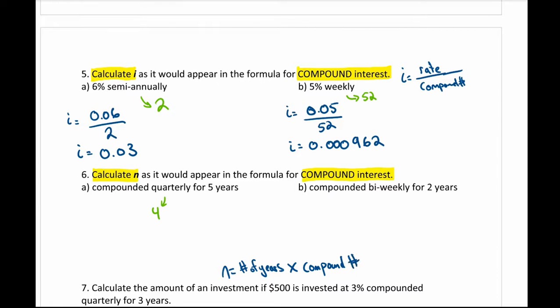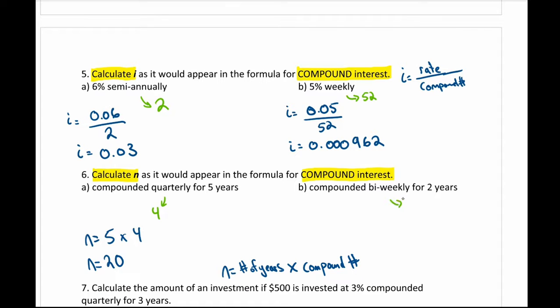So that compounded quarterly tells us that the compound number is 4. In this case, N equals number of years, so 5, times 4, N equals 20. Essentially what that's saying is if it's compounded quarterly, that means I earn interest 4 times a year. If I earn it 4 times a year and I'm saving for 5 years, in total I'm going to earn interest 20 times.